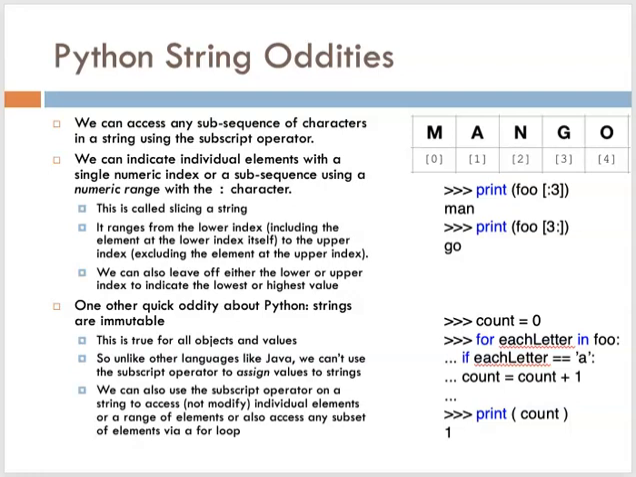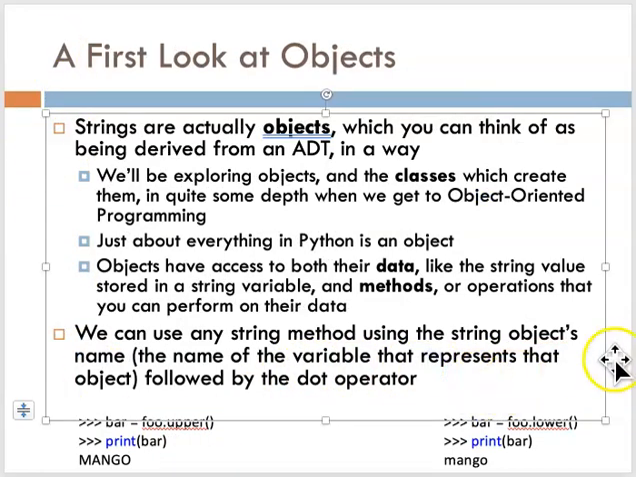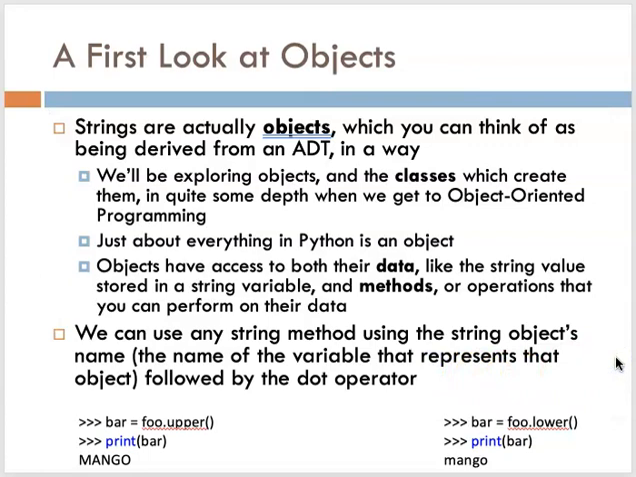So as we'll see, it turns out that just about everything in Python is an object. And so strings are also objects. And they're objects which you can think of as being derived from an abstract data type in a way. We'll explore this idea of objects and classes in more detail later on as we get to the object-oriented programming chapter as well. But just about everything in Python is an object. Ironically, even though Java was designed to be object-oriented from the ground up, it's not as fully object-oriented as Python might be.